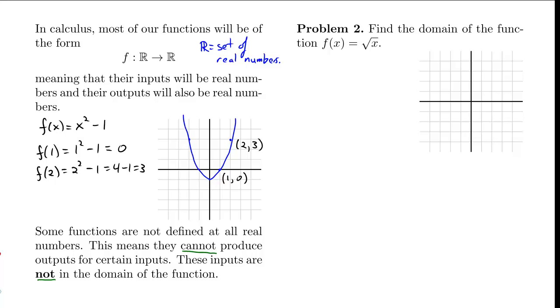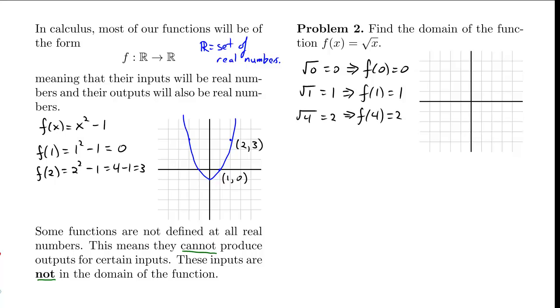In problem 2, we're asked to determine the domain of the square root function. We'd like to know where this function is defined. Let's evaluate the square root function at some simple values. The square root of 0 is 0, so f of 0 is 0. The square root of 1 is 1, so f of 1 is 1. Also, the square root of 4 is 2, since 2 times 2 equals 4. So f of 4 is 2.